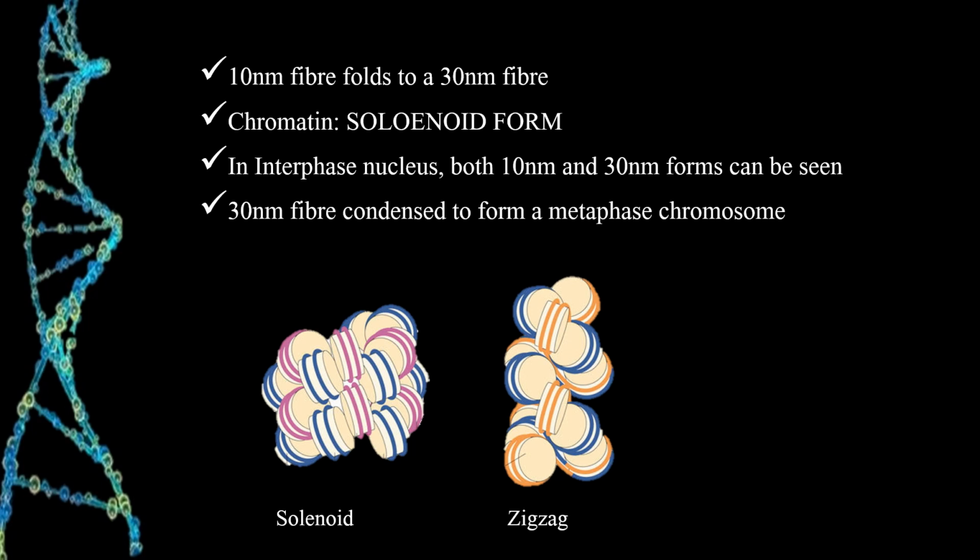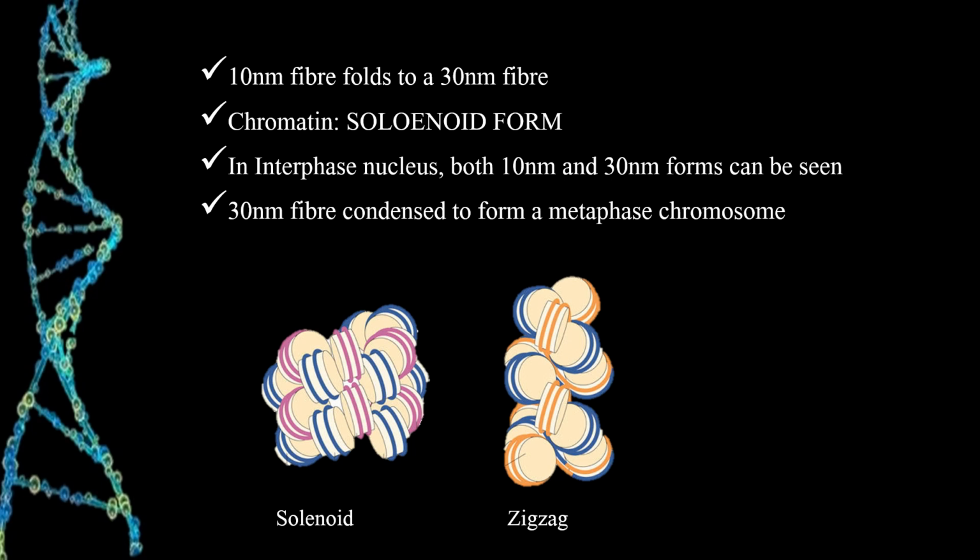A 10 nanometer fiber then folds into a 30 nanometer fiber. The 30 nanometer fiber represents the second level of organization of chromatin. In the interphase nucleus, both the 10 nanometer and 30 nanometer forms can be seen. Usually the 30 nanometer fiber can be seen in two different forms, solenoid form or zigzag form. It is unclear which one of them is predominant in the cells.